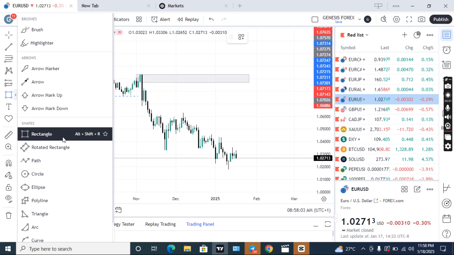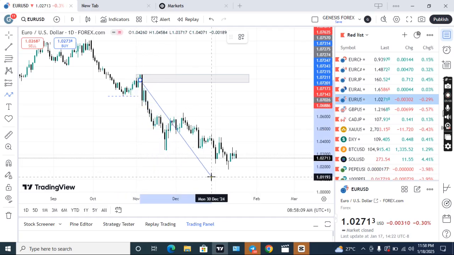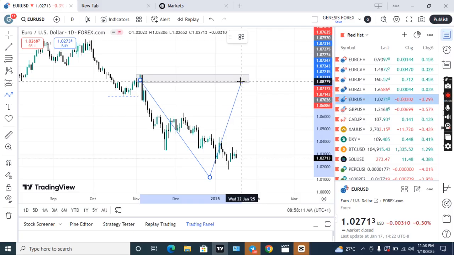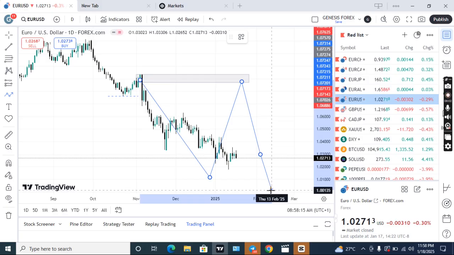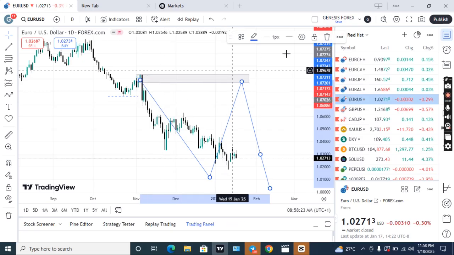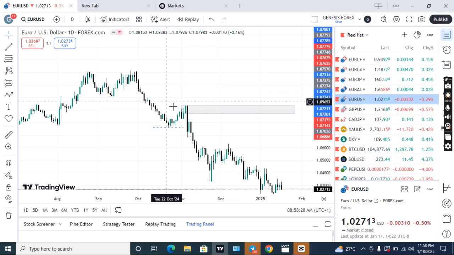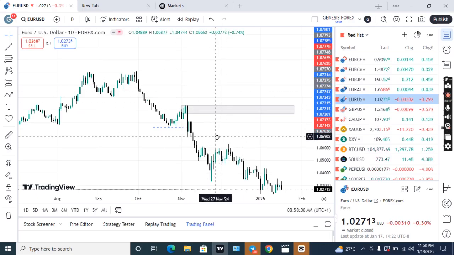So now what do I expect? I expect something like this. Since we have gotten our break of structure to the downside, we expect something like this. Boom. This could be what we are actually expecting, because this place is a fresh order block and the market had not mitigated that order block. It's a fresh, unmitigated order block. So we've gotten number one order block.